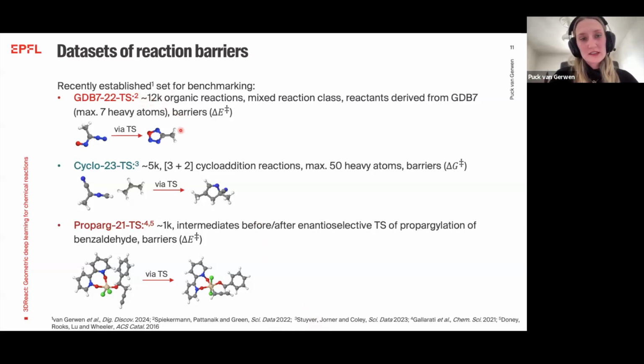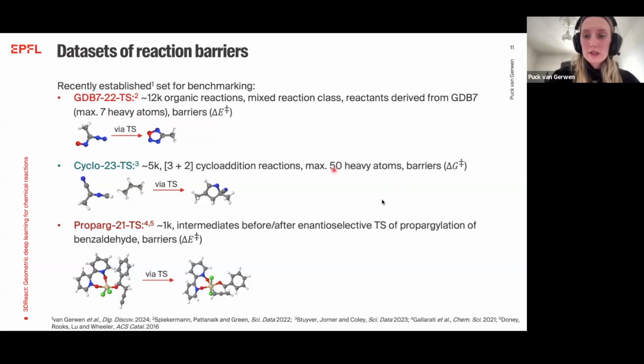So Transition1x takes these molecules and basically just runs molecular dynamics on them. But the barriers come from this data set, because Transition1x doesn't compute barriers. It just runs molecular dynamics and gets energies and forces on the atoms. So Transition1x is not exactly the data format that we want, because we want structures annotated with barriers. That's why we don't use Transition1x.